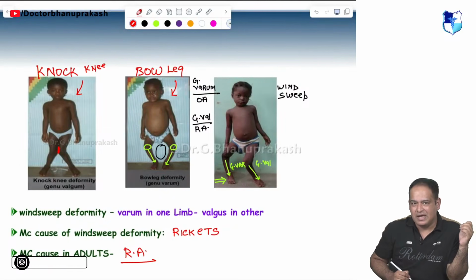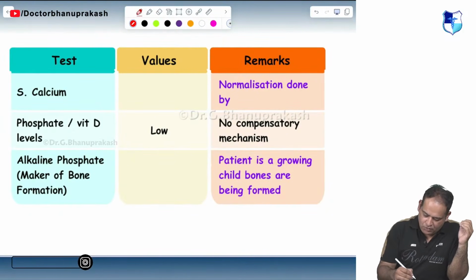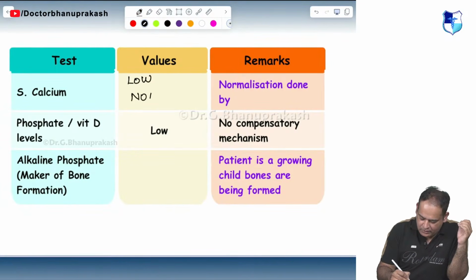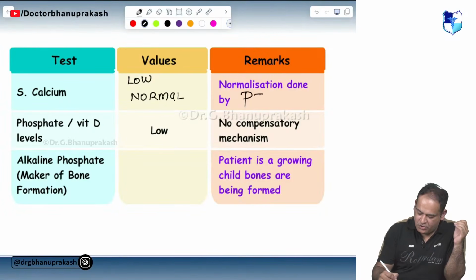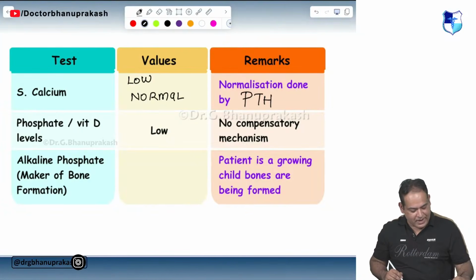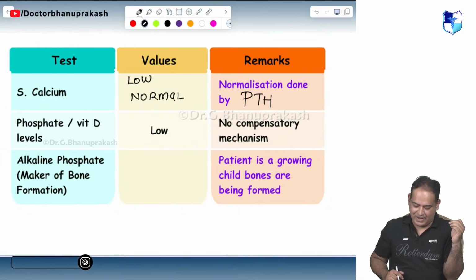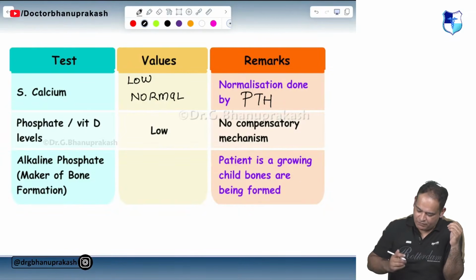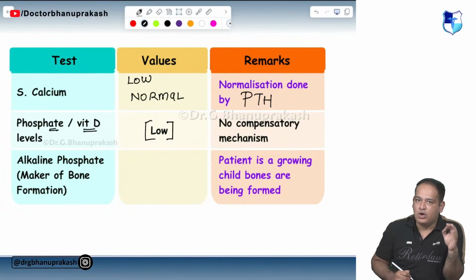Fine. So valgum. Now, about the test values in rickets. Serum calcium is either low or normal. Now, who does the normalization? Normalization is done by the parathyroid gland, through parathyroid hormone. But there is no compensatory mechanism for phosphate and vitamin D. So phosphate and vitamin D levels remain low.